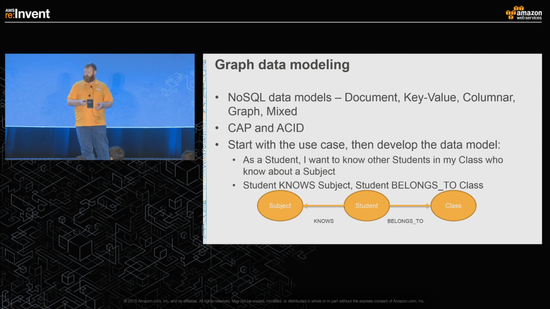Graph fits well within the other NoSQL database concepts of document, key value, or columnar, and it really extends that model for things that are interesting. But when you're talking about things that you need to model yourself, it really comes down to this trade-off between the CAP and ACID type theorems of knowing what type of consistency is necessary for your data model and your use case, and what type of availability is necessary as well.